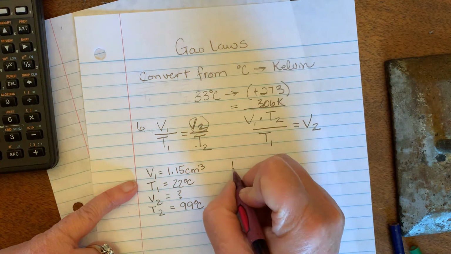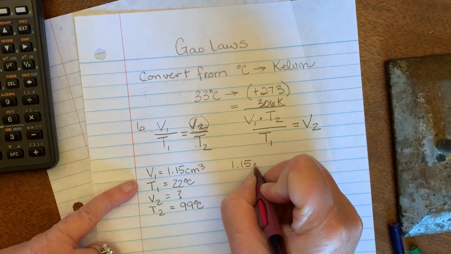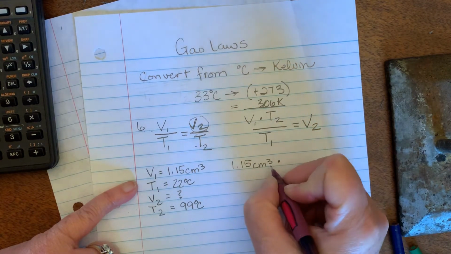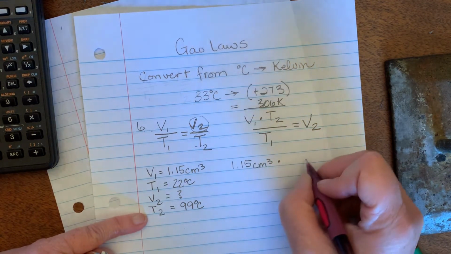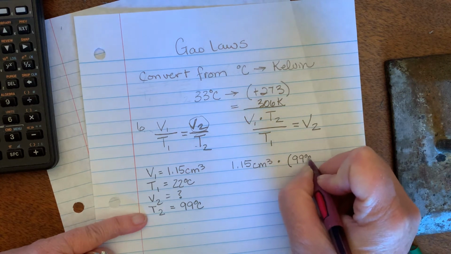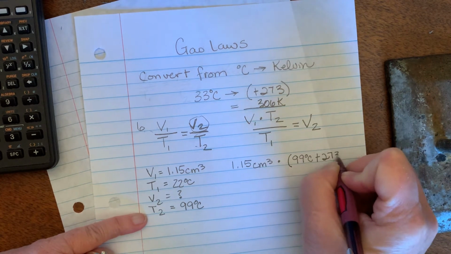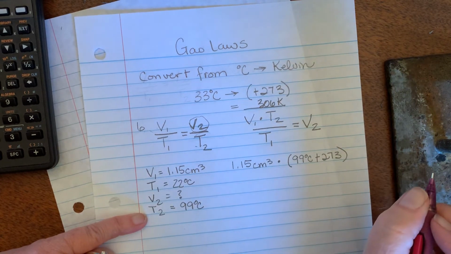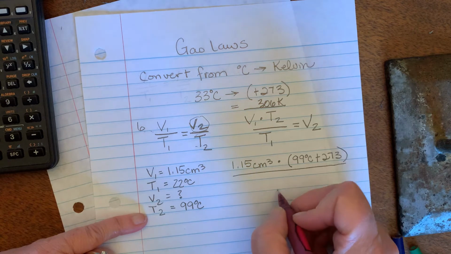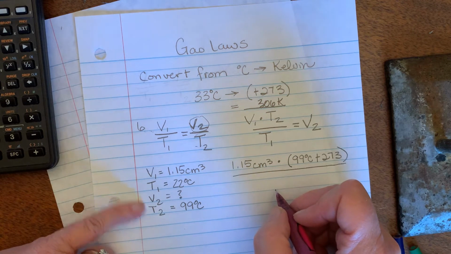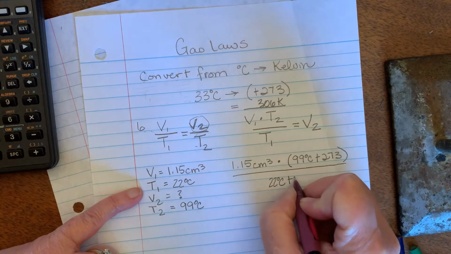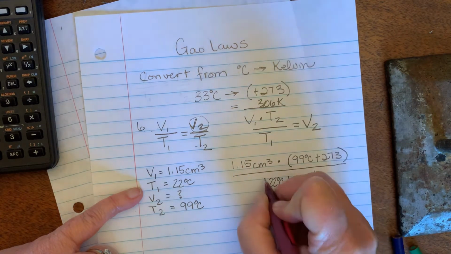So V1 is 1.15 centimeters cubed. And we're multiplying that by temperature 2, which is 99 degrees Celsius, but we want to turn that into Kelvin. So we'll add the 273 to get that done. And down below we have temperature 1, which is 22 degrees Celsius plus 273.